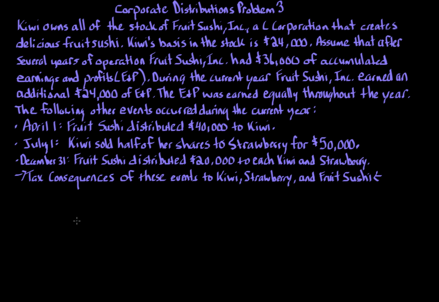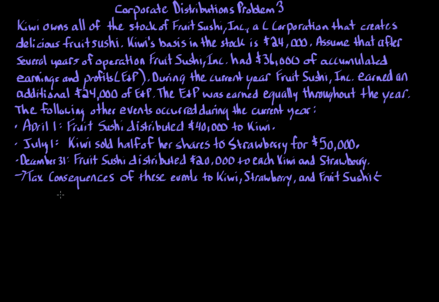Assume that after several years of operation, Fruit Sushi Inc. had $36,000 of accumulated earnings and profits, E&P. During the current year, Fruit Sushi Inc. earned an additional $24,000 of E&P. So we have $36,000 accumulated E&P over the previous years, and this year we have current E&P of $24,000. The E&P was earned equally throughout the year.